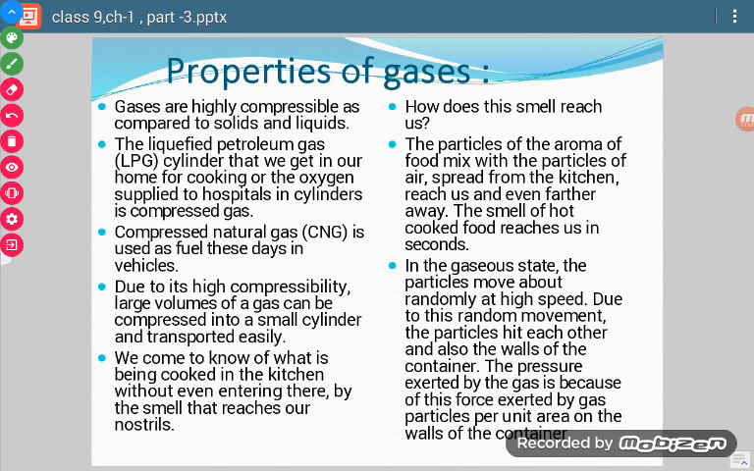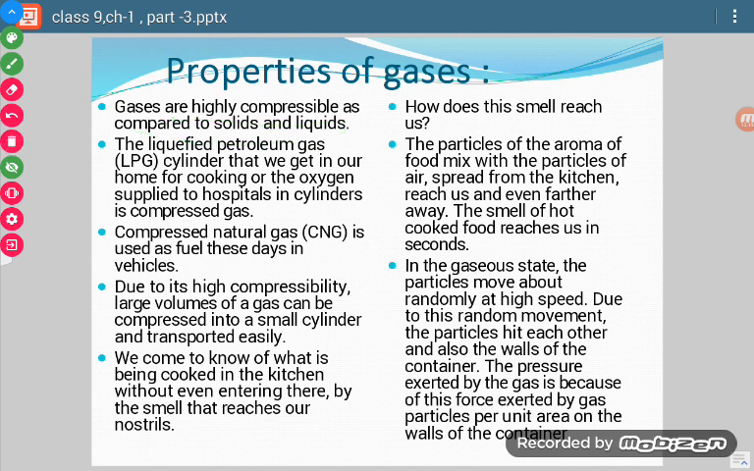What will we see? We will see that in case of solid, there will be no change, no compressibility. In case of liquid, there may be a minor change, and in case of gas we can compress it fully. Okay, so what is the result? Gases are highly compressible as compared to solids and liquids.